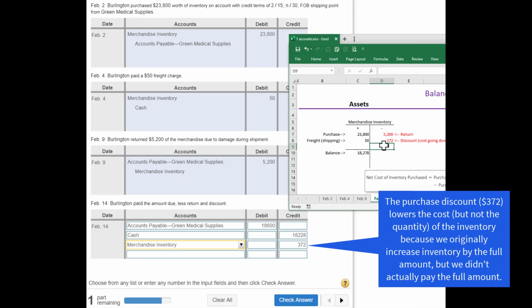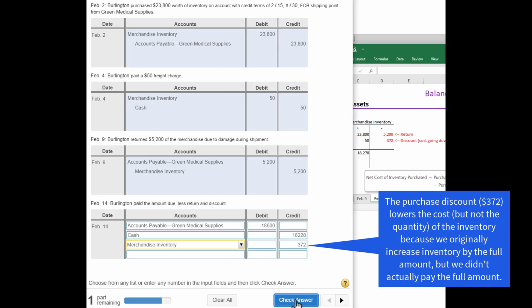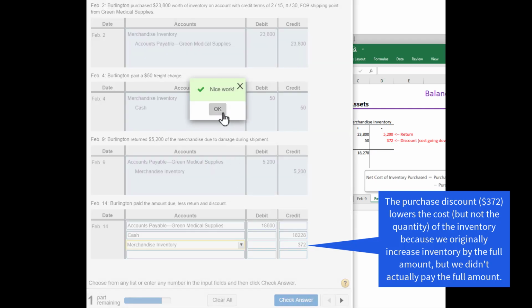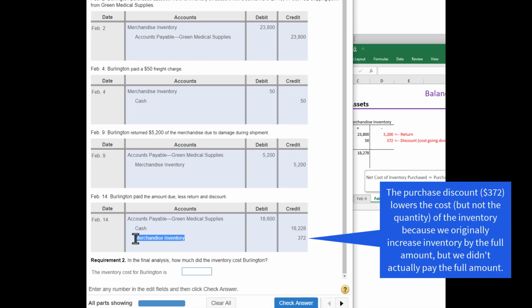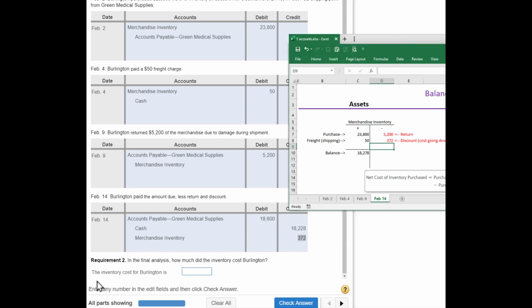So what's the balance of our inventory now? $18,278. So I can check our answer. Awesome. Now a lot of students get confused about this. So when we pay early and we get a discount on our purchase, that discount amount lowers the cost of inventory. All right, now our final question is, in the final analysis, how much did the inventory cost Burlington?